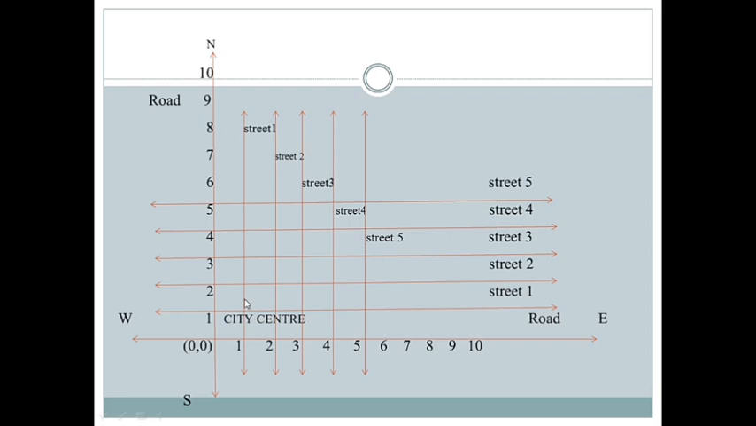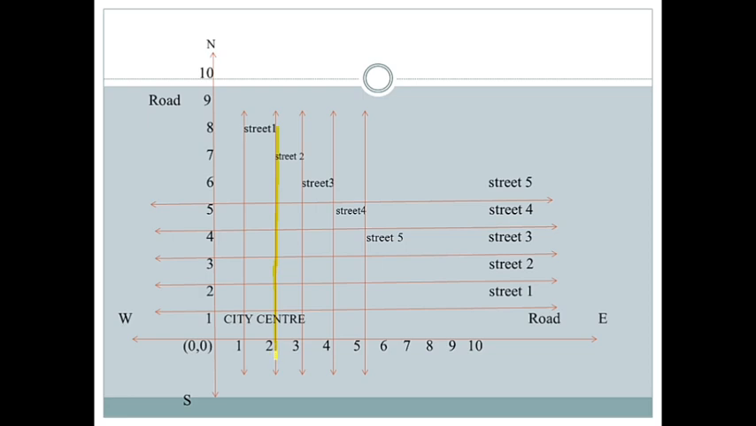Each cross street is referred to in the following manner. How is it referred? It is given that if the second street is running in the north south direction, and the second street means this one, if it is running in the north south direction, this is the street which is running in the north south direction. So this is the street, I am going to highlight it, which is running in a north south direction. This is the second street.